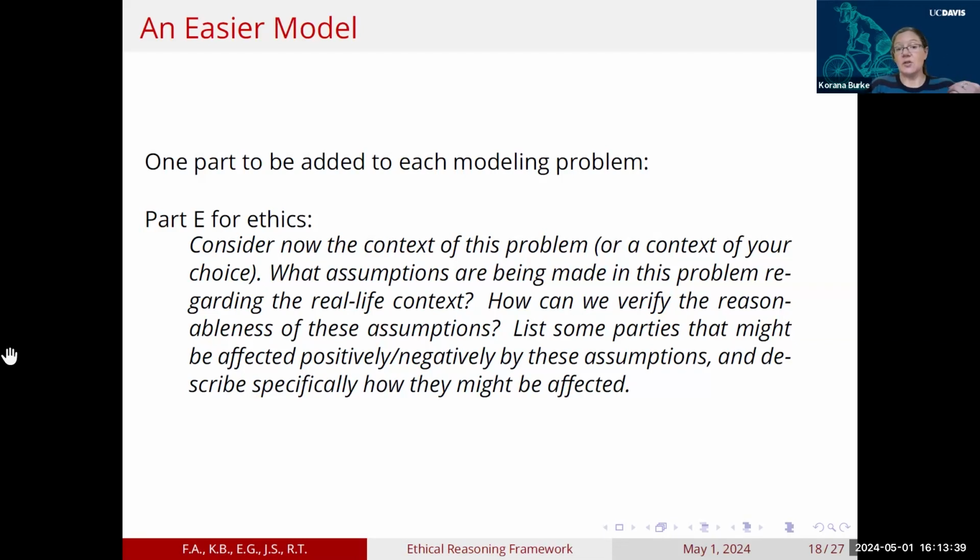It doesn't have to be Newton's law of cooling, it doesn't have to be iron. Maybe the students will come up with a different context that will be important to them. And then you can ask them what assumptions are being made in this problem regarding real life context, how you can verify the reasonableness of these assumptions, and you list some parties that might be affected, either positively and negatively, because we want them to think about both directions.